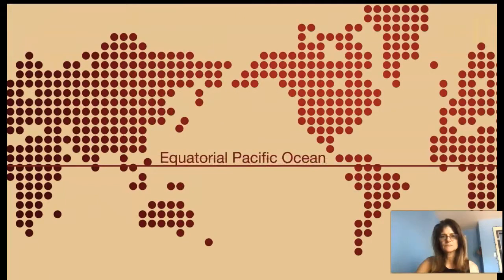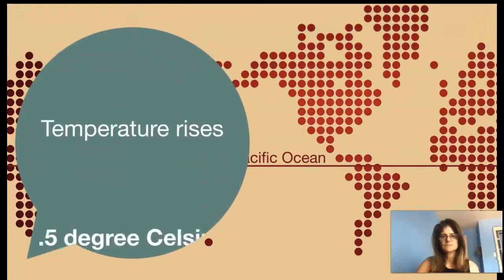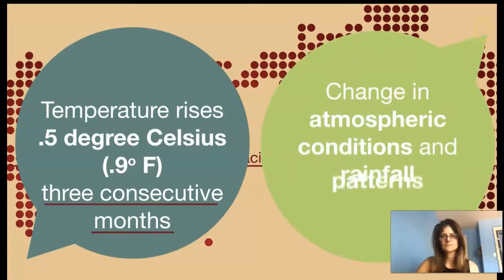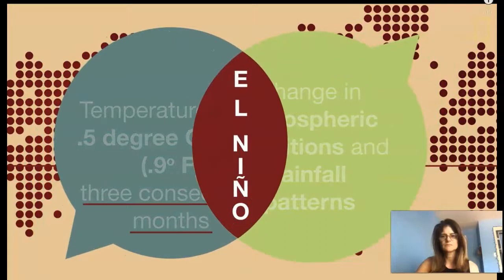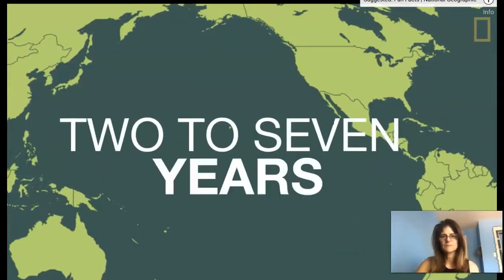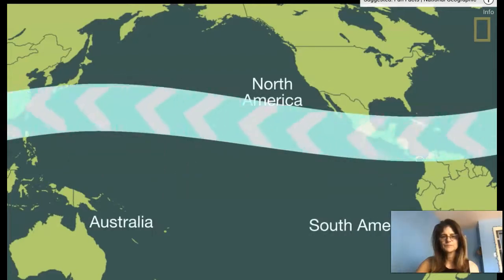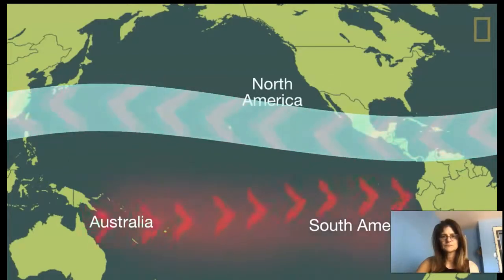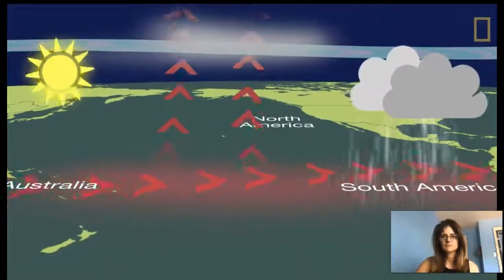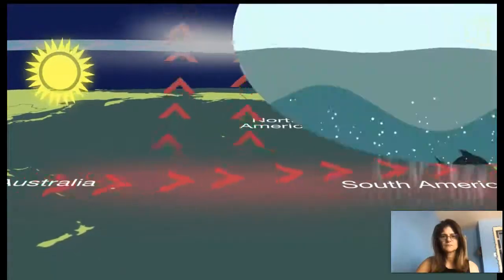Nowadays, when sea surface temperatures in the equatorial Pacific Ocean rise 0.5 degrees Celsius over their historic average for 3 consecutive months, and once atmospheric conditions and rainfall patterns shift accordingly, scientists officially declare an El Nino. An El Nino event takes place about every 2 to 7 years. Normal east to west trade winds over the Pacific weaken, and warm water that normally travels westward is now moving toward the east. Moisture then rises into the air, and the effects of El Nino are felt throughout the Americas.